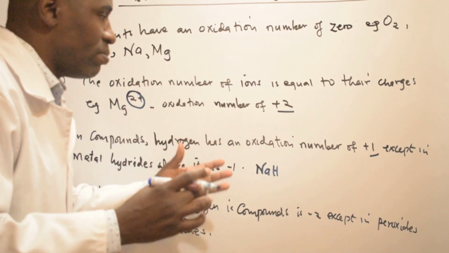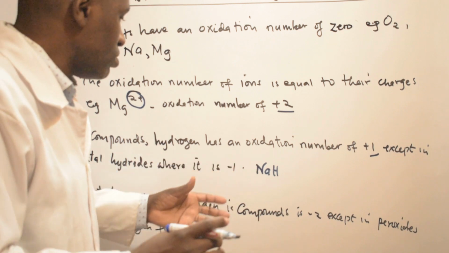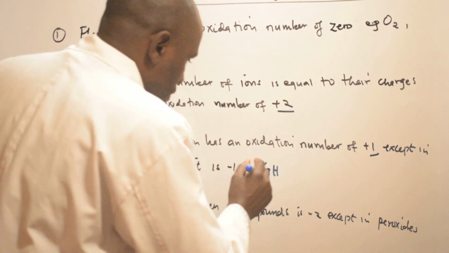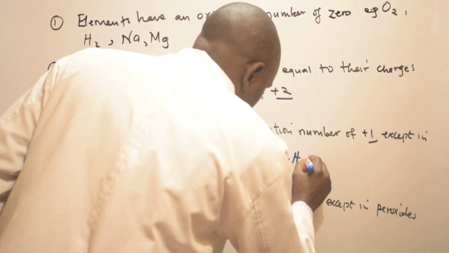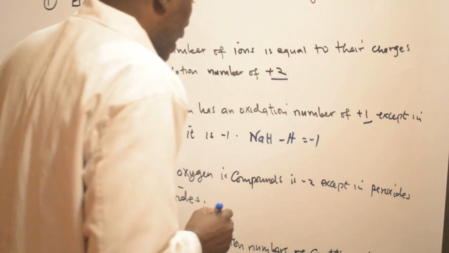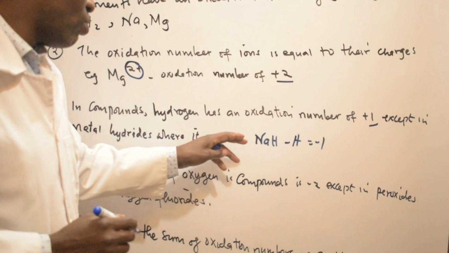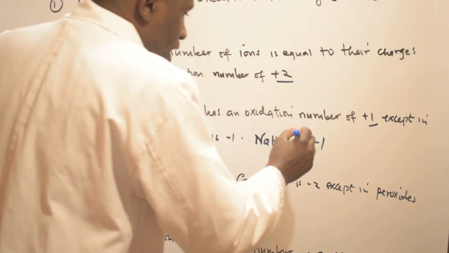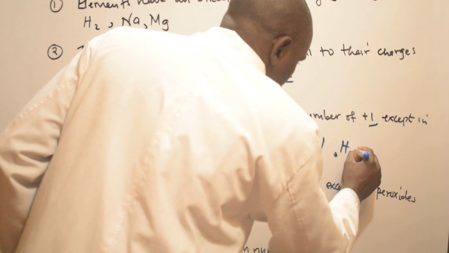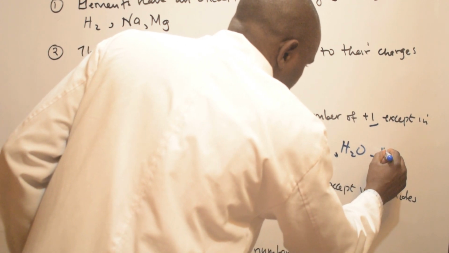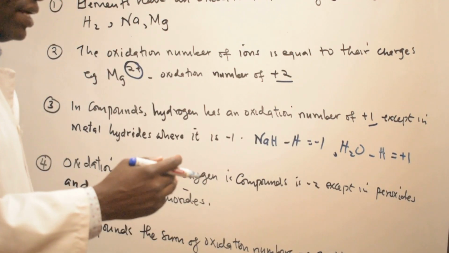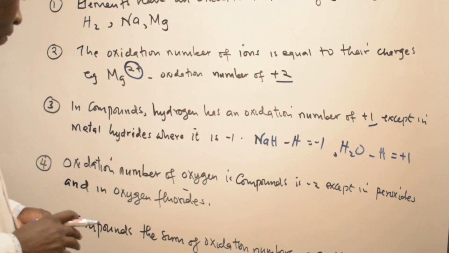So in any compound, hydrogen will have +1, except such a scenario. With the other compounds, like H2O, the oxidation number of hydrogen will be equal to +1, and many others you can think of.